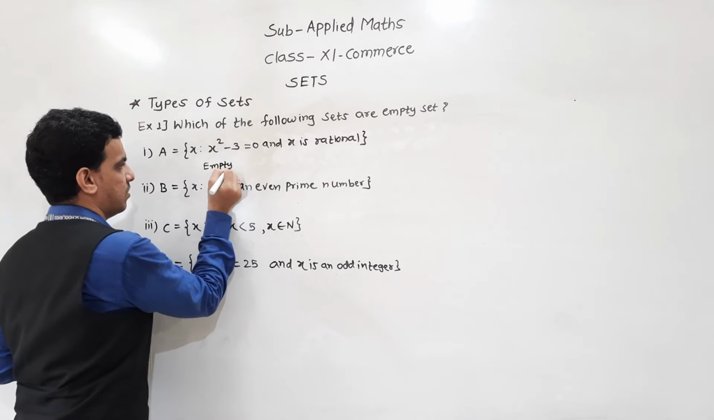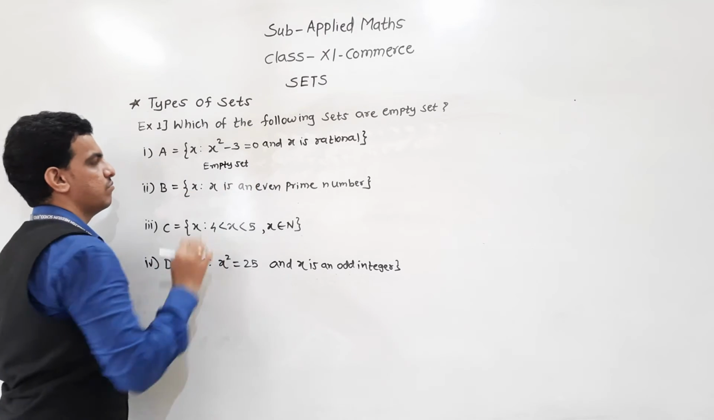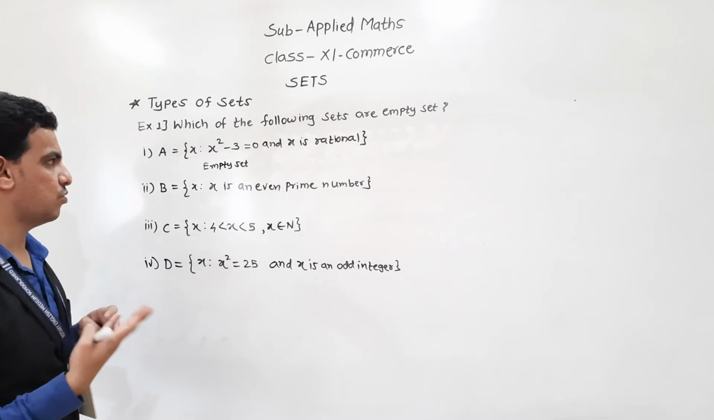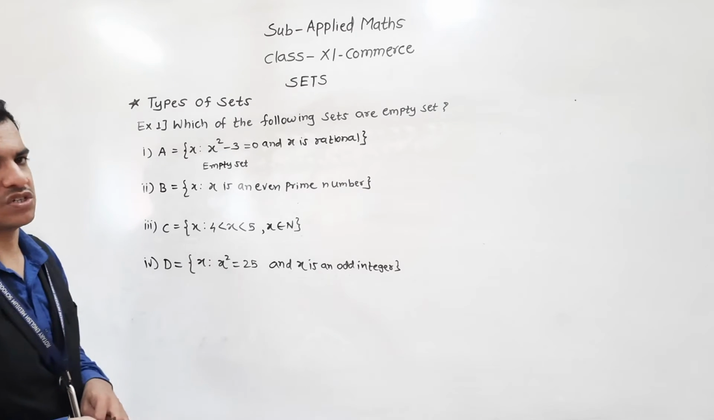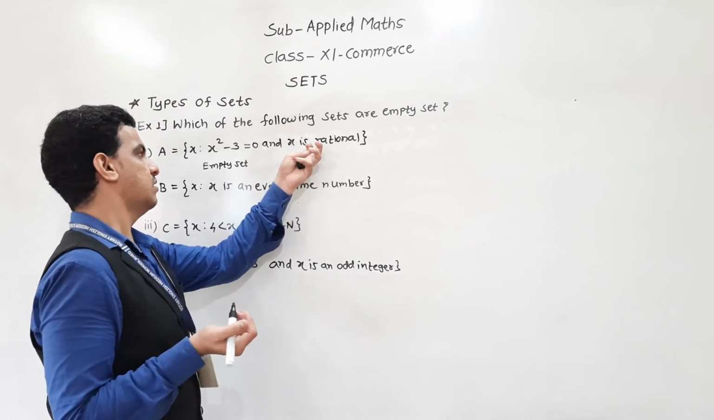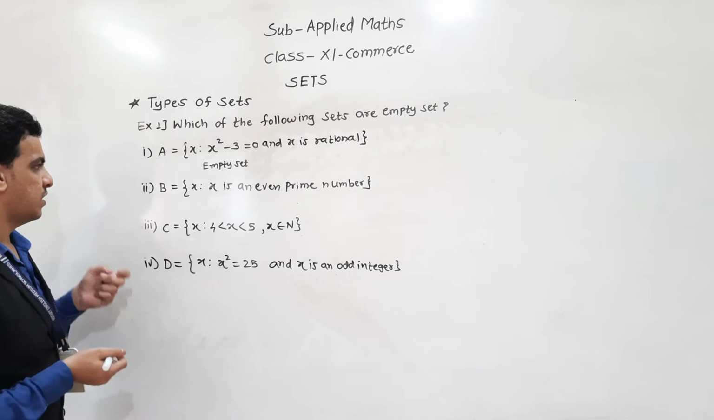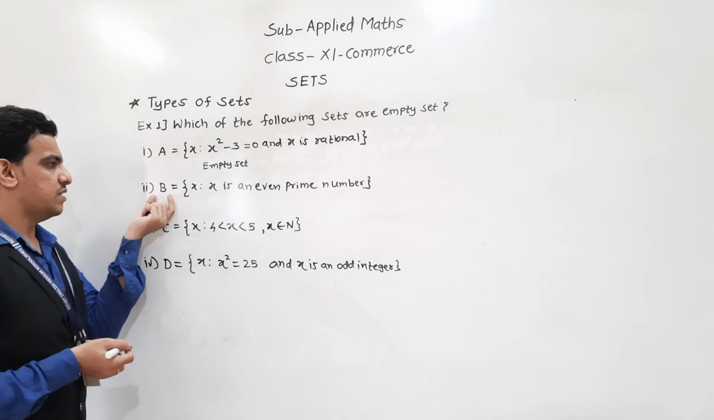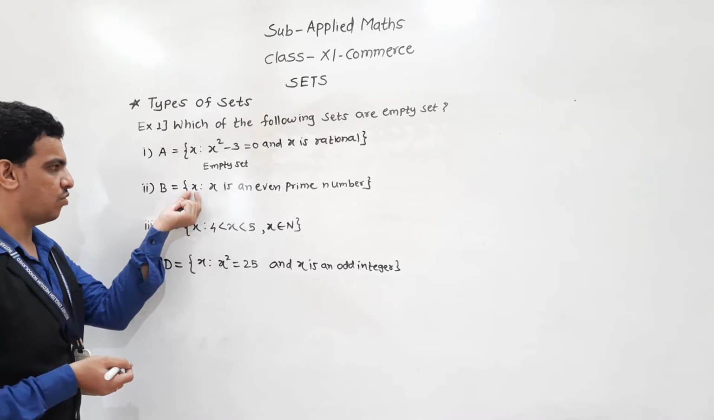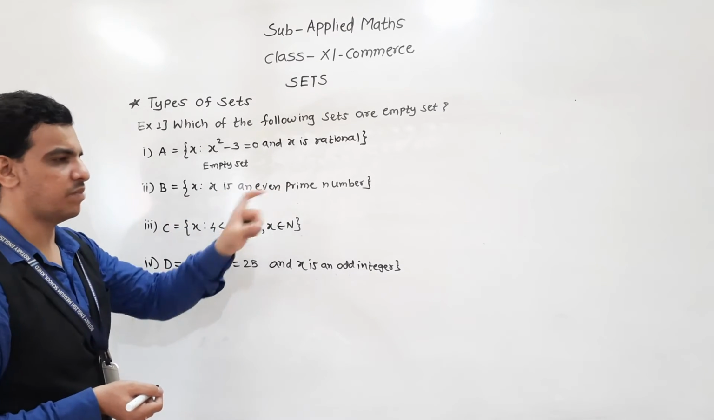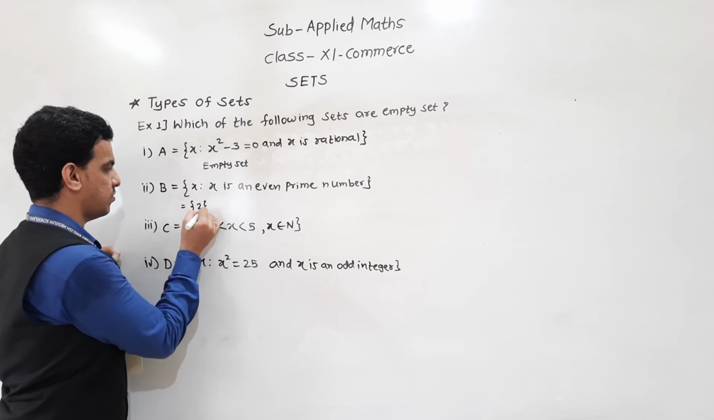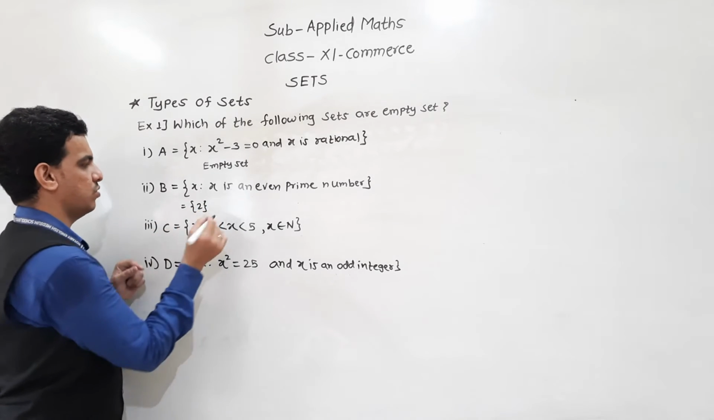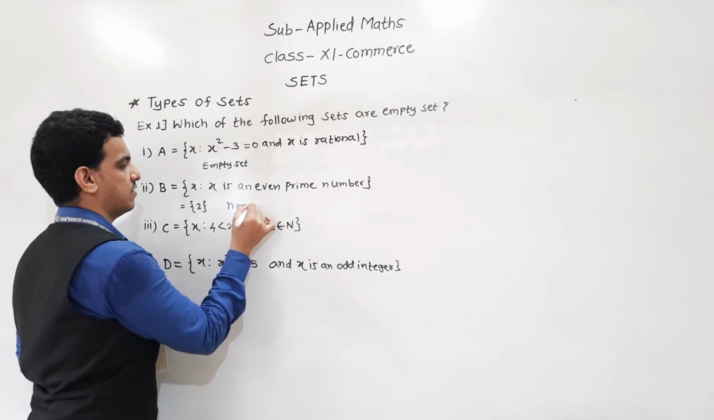Understand this. Because x square is equal to 3, x is equal to plus or minus root 3. Root 3 is an irrational number, but we want x to be rational, so this set is an empty set. Then B is equal to the set of all x such that x is an even prime number. We know that only 2 is an even prime number, so there is an element, and this is a non-empty set.